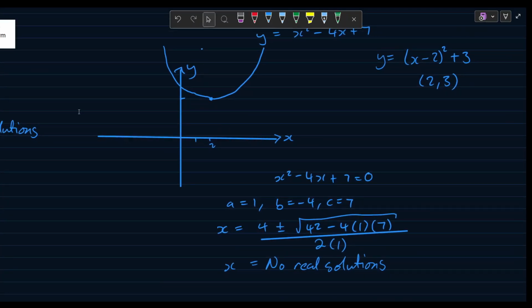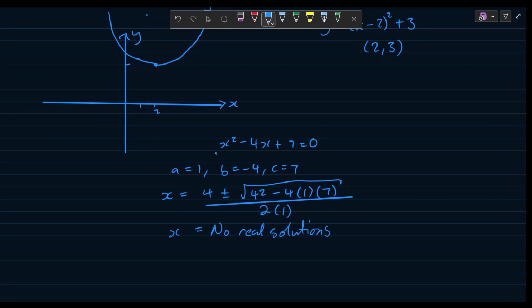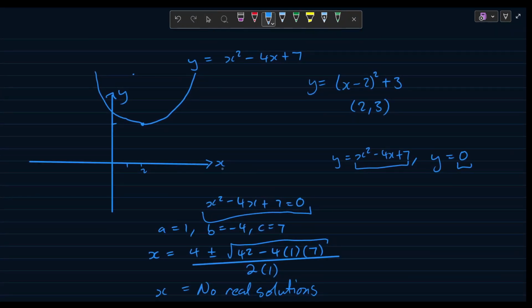And when we were solving x squared minus 4x plus 7, we're essentially saying we've got two equations, y equals x squared minus 4x plus 7, and y is equal to 0. And we're solving these two equations simultaneously. So that would mean we equate this part to our 0 and then solve. But notice that y is equal to 0 is the same as our x-axis. That's the equation for our x-axis. So if we look at it graphically, if we're going to solve these two equations simultaneously, we're basically looking for points of intersection.